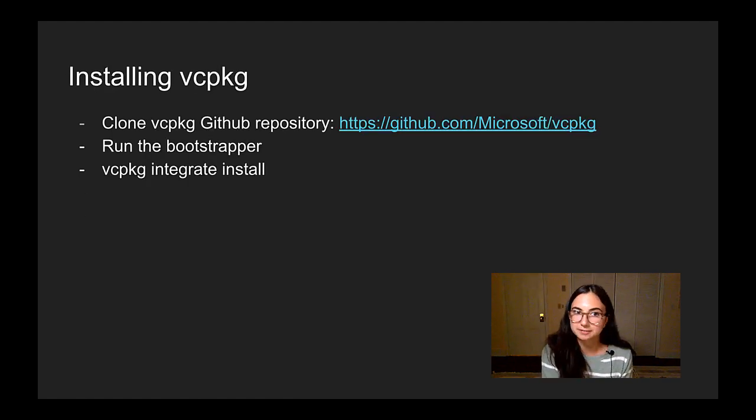Installing VCPackage is very easy. There are 3 steps. All you need to do is clone the VCPackage GitHub repository, run the bootstrapper in that project root directory, and then run the command vcpackage integrate install from the command line. This will enable you to hook VCPackage up to CMake, so CMake can look for packages in that specific instance of VCPackage, and Visual Studio Code can use VCPackage to configure IntelliSense for source files. The steps are the same across Linux, Windows, and Mac.